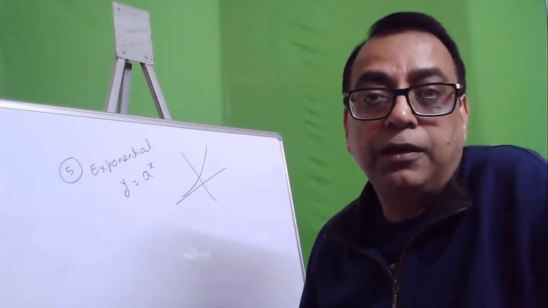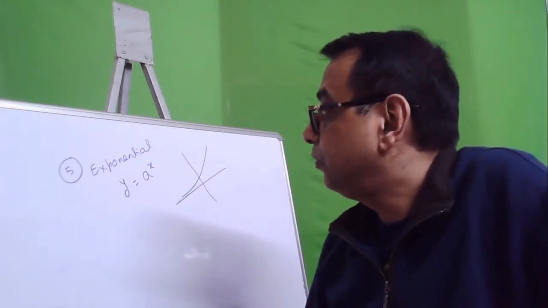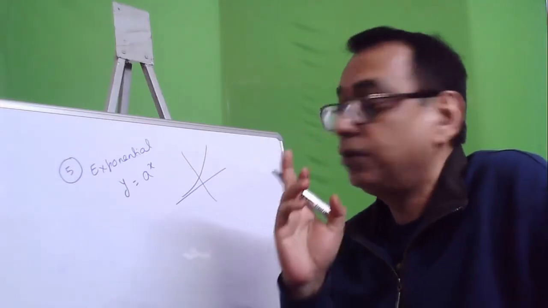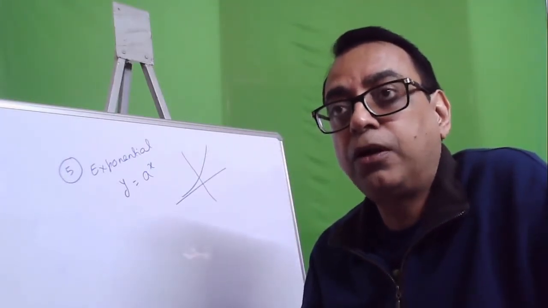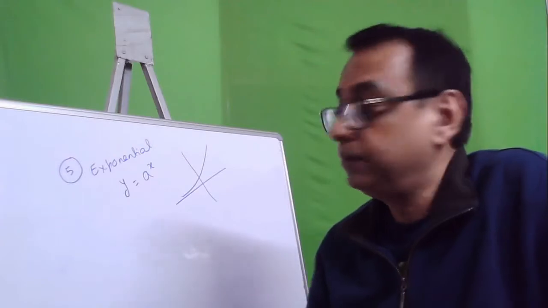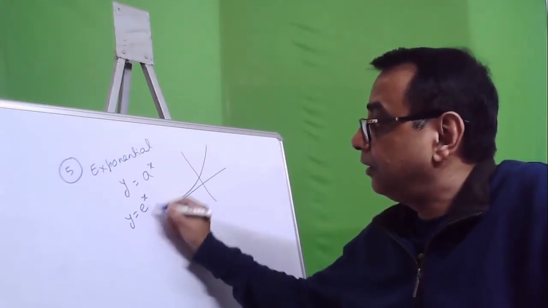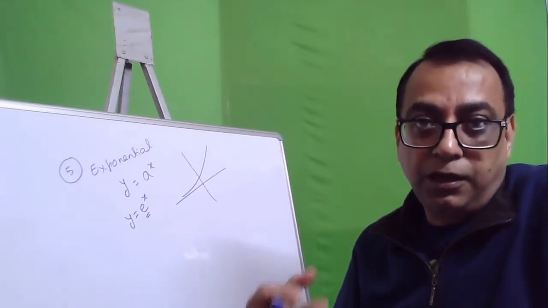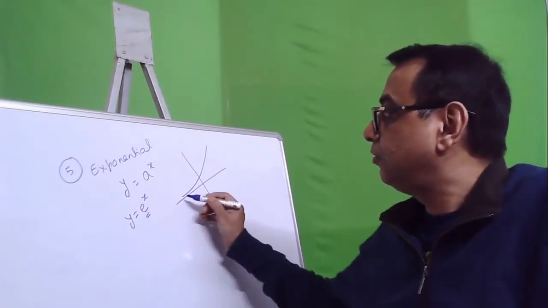Number 5, there are functions which are of exponential type. For example, y is equal to a to the power x, where x becomes the power. It is different from the power function. For the power function, the base is x and the power is a constant. Here the base is constant, but the variable is in the power. For example, y is equal to e to the power x, where e is a very famous number. Once you go into advanced calculus, you will find a lot of usage of it. So e to the power x will look like this.